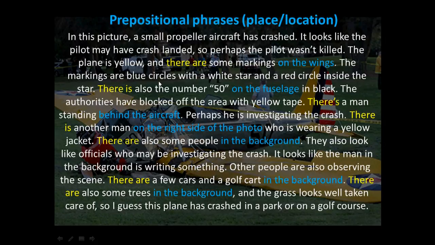Also notice when we use there are and there is, we almost always have these prepositional phrases to tell the location. There are some markings on the wings. There is the number on the fuselage. There's a man behind the aircraft. There is another man on the right side of the photo. There are some people in the background. In the background, in the background. You see the idea.